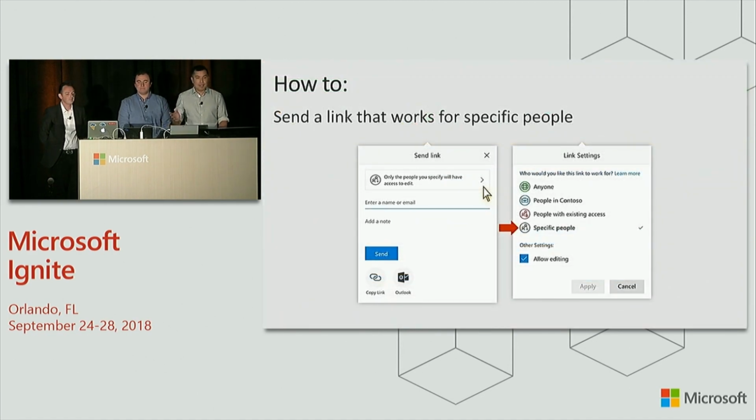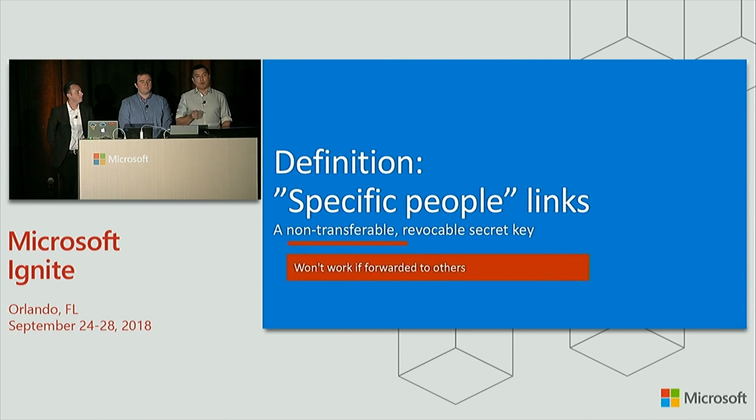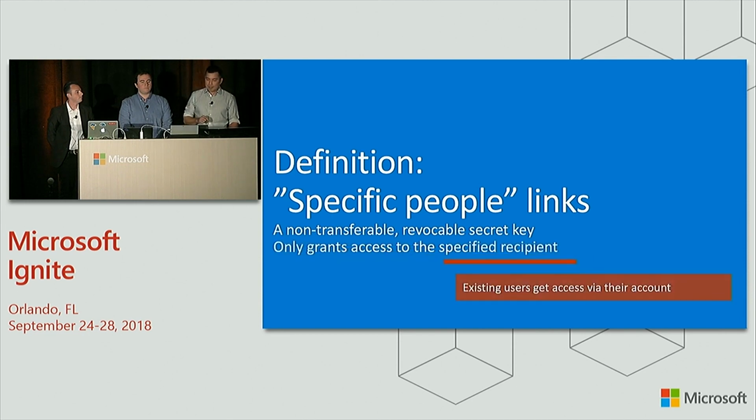All right, so as you saw, it's really easy to send a link that works for specific people. That link you send is only going to work for them, whether they already use Office 365 or not, whether they have been set up as a user in your organization or not. Those specific people links are a non-transferable revocable secret key. It's non-transferable because it won't work if it's forwarded to other people. And it only grants access to the specified recipient.